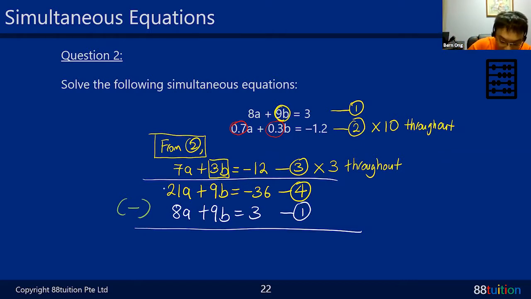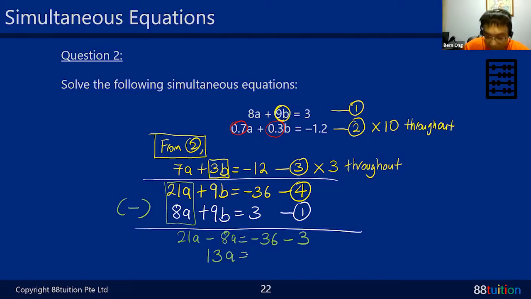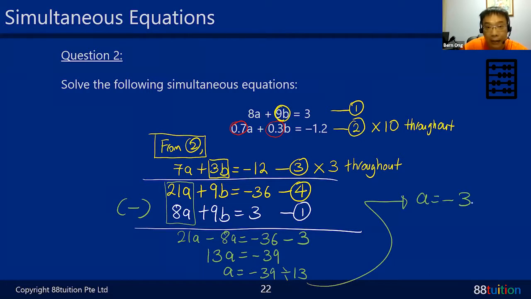So what happens for the A? You have to take 21A minus the 8A. All right, so remember it's top minus bottom. So negative 36 minus 3. Top minus bottom. 21 minus 8 is what? Oh, better press calculator, I'm scared. All right, 21 minus 8 is 13. Okay, 13A. Down here is 13A. Negative 36 minus 3, oh, negative 39. A will be equal to negative 39 divided by 13. And therefore, your answer will be A is equal to negative 3. Answer. But you got A already. Go and find B.